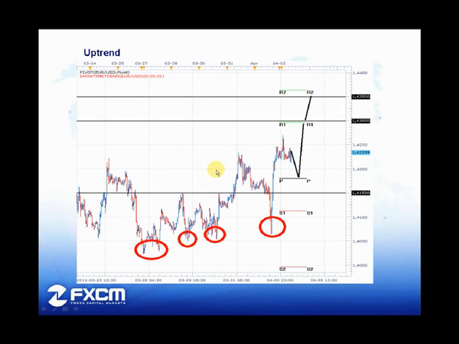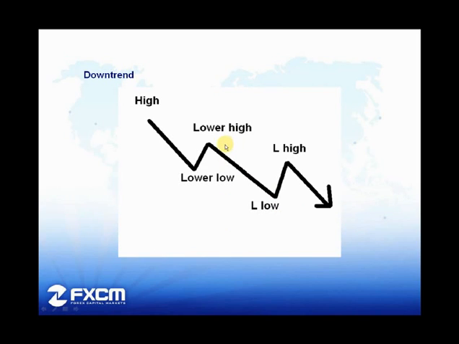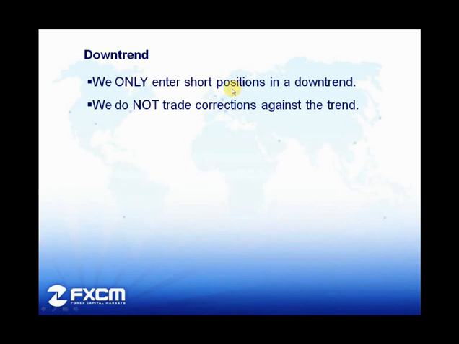This is another example where I'm looking for opportunities to go long the euro dollar. This is the definition of a downtrend. As you might remember, the highs are important here, and in a downtrend you want to go short. So in a downtrend we only enter short positions. We do not trade corrections against the trend.